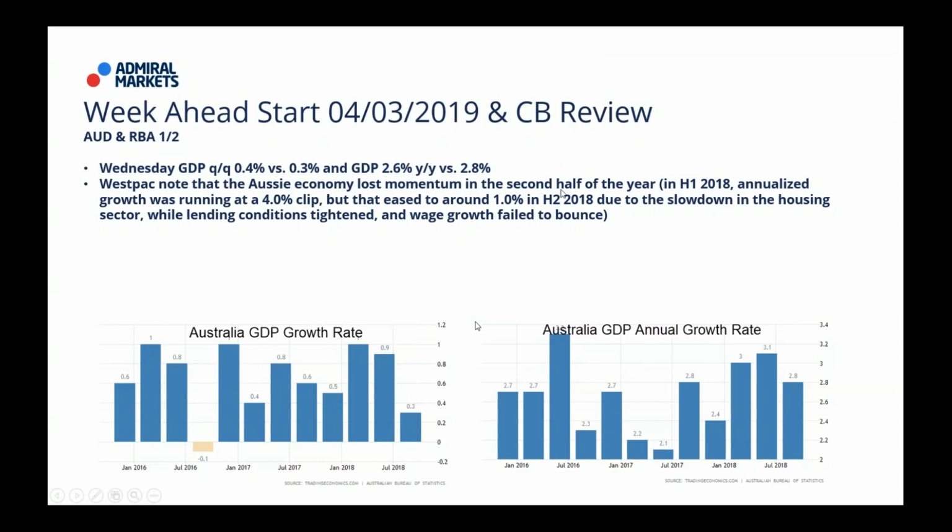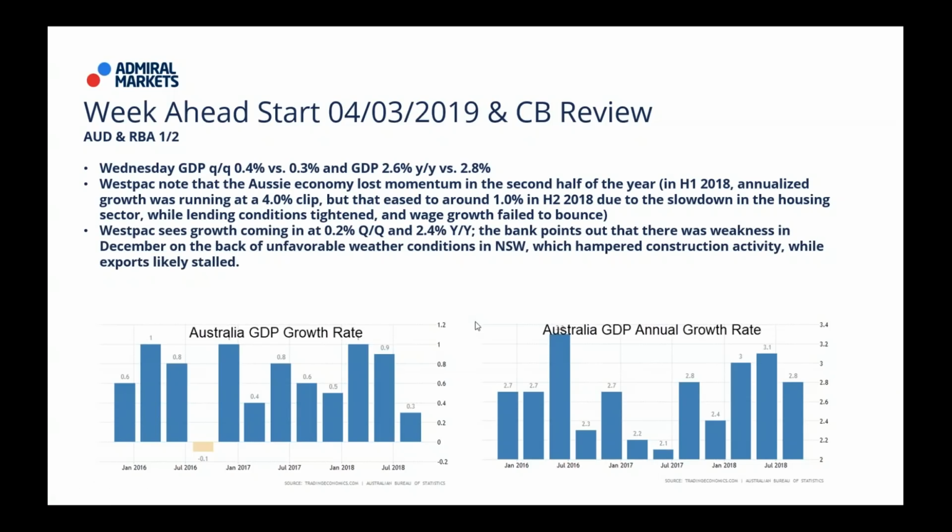All right, so we had the slowdown in the economy in the second half of 18 over in Australia, and the lending conditions tightened. They tightened because the four largest banks in Australia actually increased the lending rates. So the RBA didn't have to move. The banks did it for the RBA, and then wage growth also failed to bounce. Big problem. Westpac sees growth coming in at 20 basis points Q&Q and 2.4 annually. The bank points out there was weakness in December on the back of unfavorable weather conditions and hampered construction activity, while exports likely stalled. And we did see various economies last week where export numbers came in worse than expected.